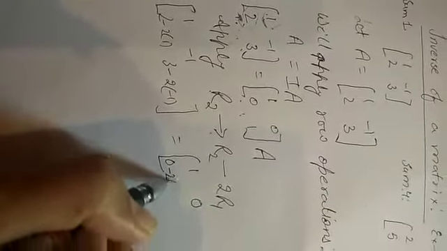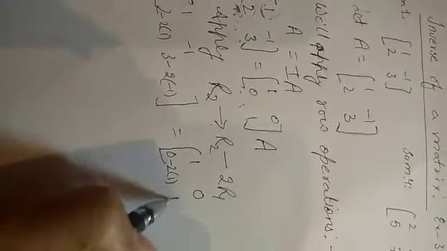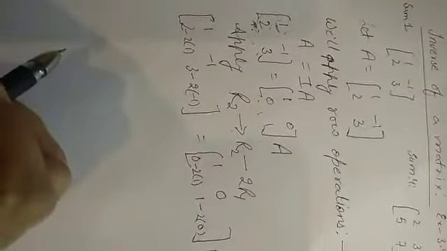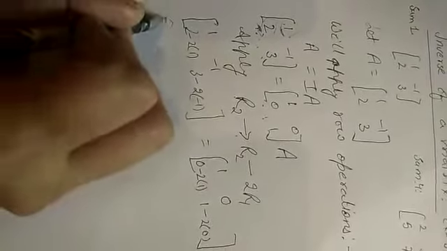This element of R2 minus 2 times the element of R1. Similarly 1 minus 2 times 0, and this A we will keep as such. So this will be our first operation, according to which this will be as such.